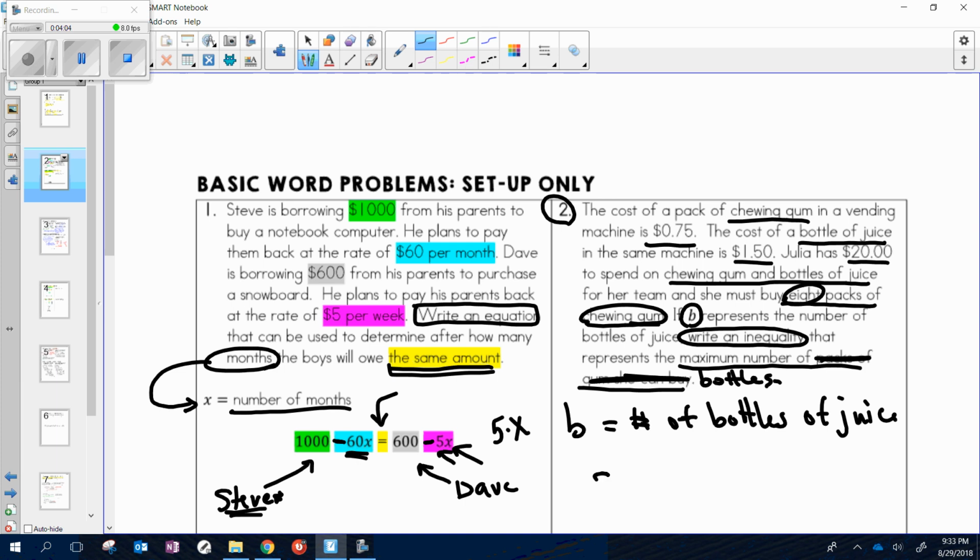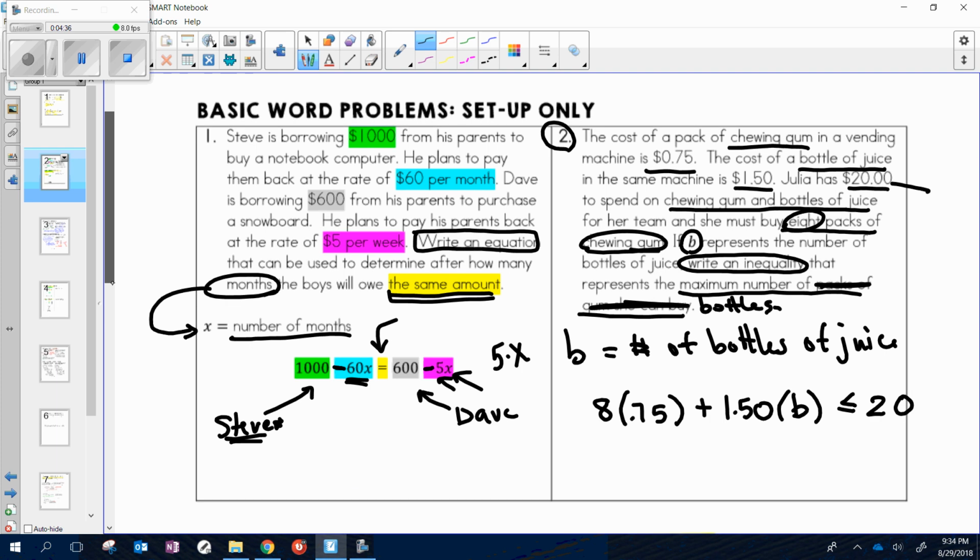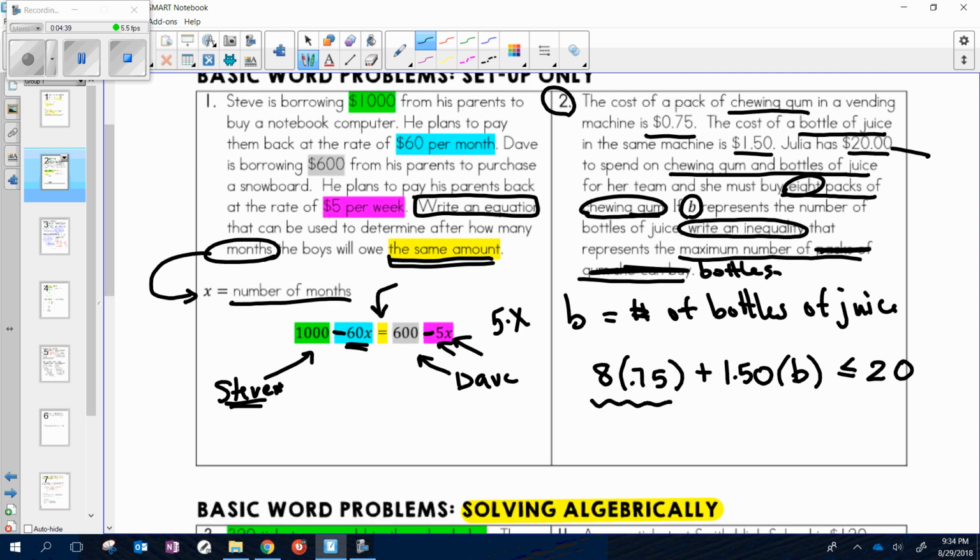Okay, so she has 8 packs of gum, and each of those, if you read carefully, costs 75 cents. Plus, she has $1.50 she's going to spend on every bottle of juice. I didn't need those parentheses. I'm multiplying because it's per bottle of juice, and we want the maximum number of bottles that she can buy, but she only has $20, so she has to keep this less than or equal to her $20. She won't be able to go over 20. So you could multiply this together, but basically, this is what they wanted you to set up.